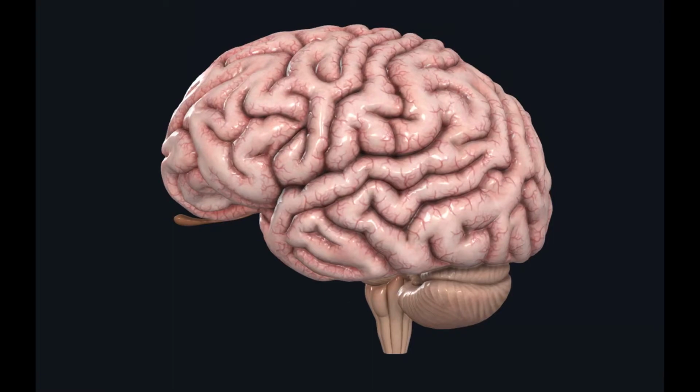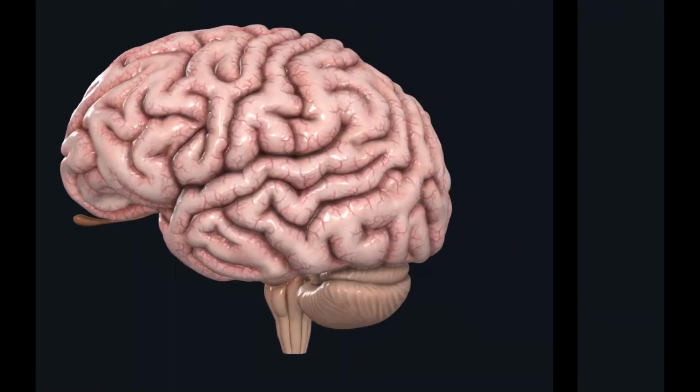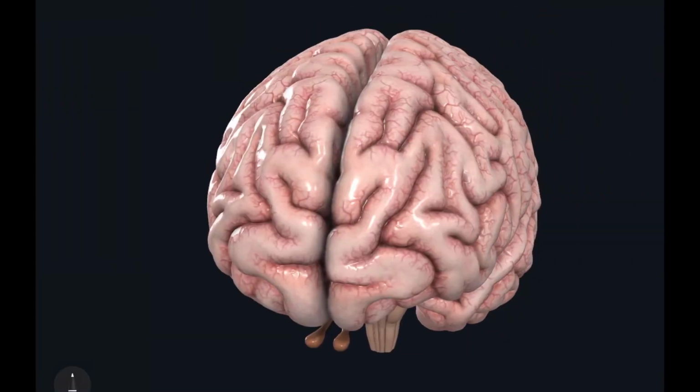Now it's time to learn the different parts of the cerebrum. Right here we can see the anterior view of the cerebrum and the rest of the brain, and the first thing that catches my eye is this large crevice going straight down the center of the cerebrum. This long groove or crevice, whatever you want to call it, has a specific name. The name of that is the longitudinal cerebral fissure.